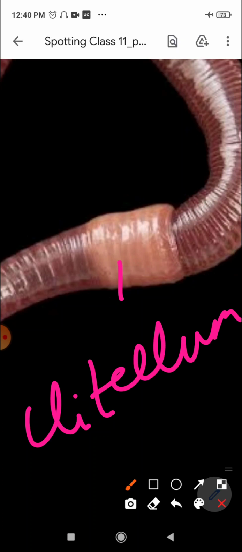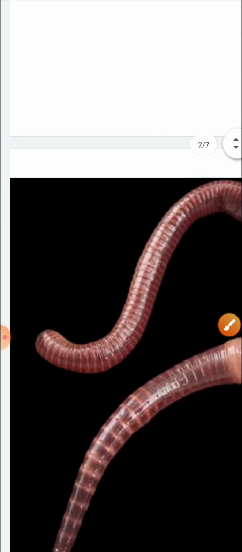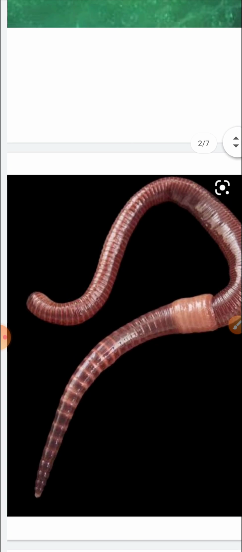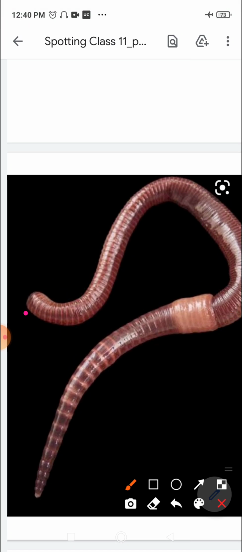The mouth is present at the anterior end. A fleshy lobe called the prostomium dorsally overhangs the mouth like a hood. The anus is present in the last segment. So if we look at the two ends over here, these are the two ends of the organism, where the anus and the mouth are present.